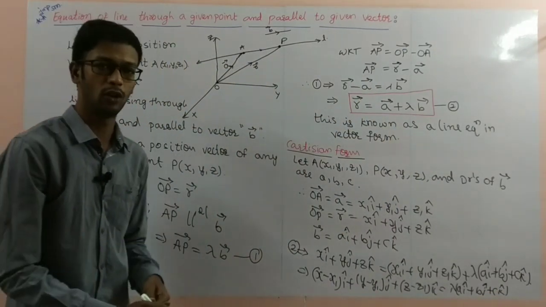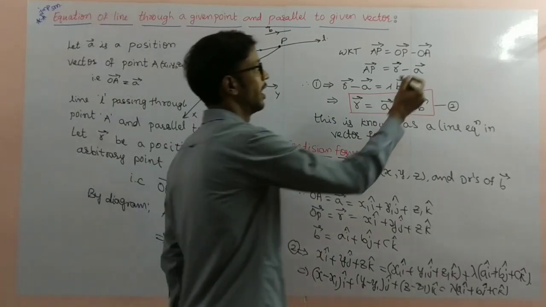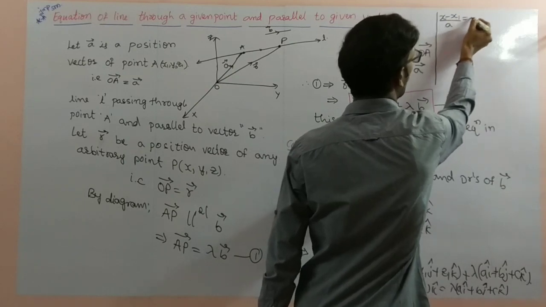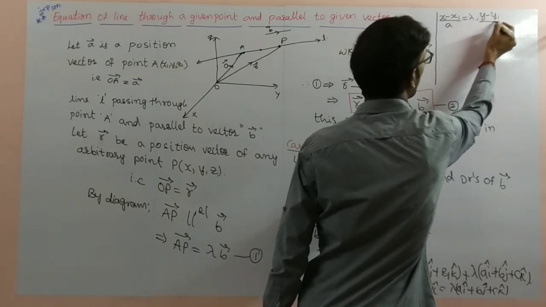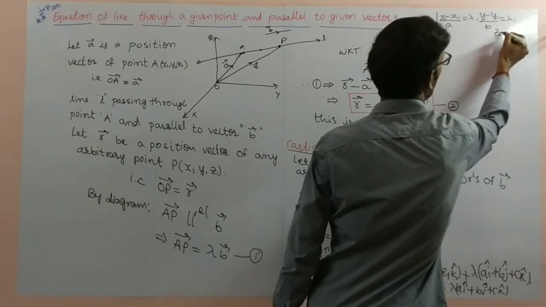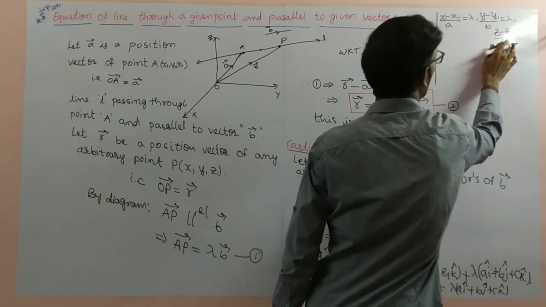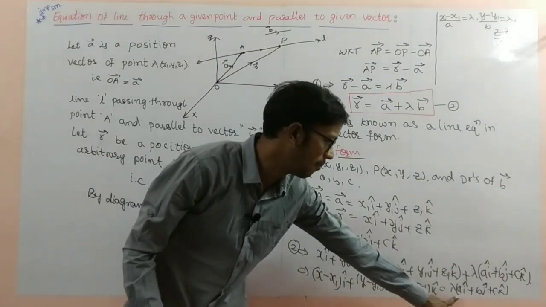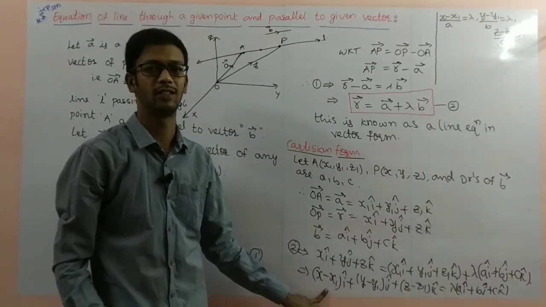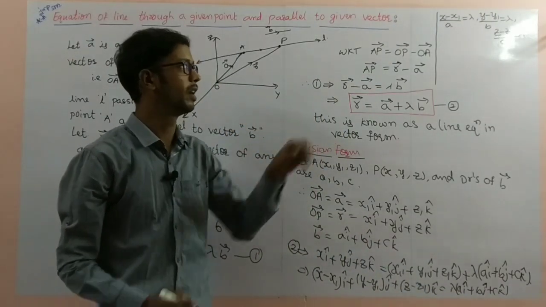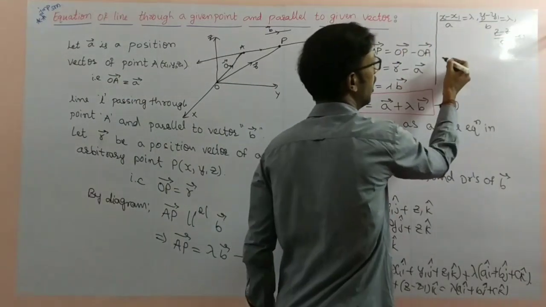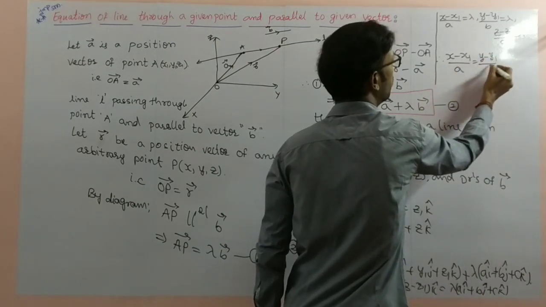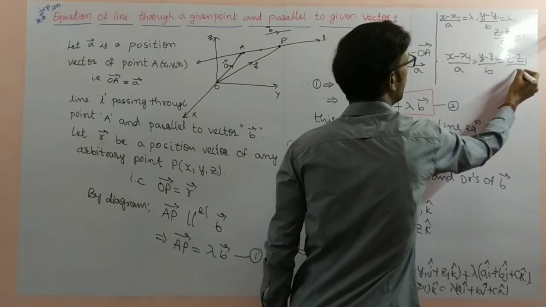If you compare both sides, you will get the equation: x minus x1 by a equal to lambda, y minus y1 by b equal to lambda, z minus z1 by c equal to lambda. Here you observe lambda a equal to x minus x1. If you send a to the left side, it becomes divided by. So now we have x minus x1 by a, y minus y1 by b, z minus z1 by c.